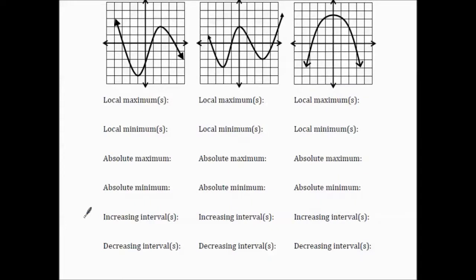So for this first function, we want to identify the local maximums first. So we're looking for where are the points that are at the top of a hill. That would be this point here. And we're going to write that as an ordered pair. So that is the point (2, 2). The local minimum is the point that's at the bottom of the valley. So that would be this point. And that is (-1, -4). So make sure you write both of these as points.